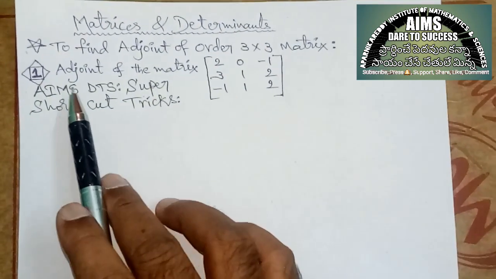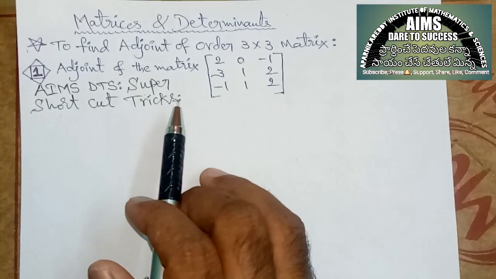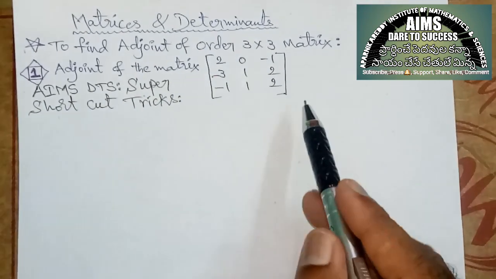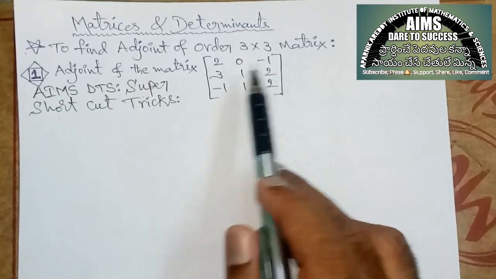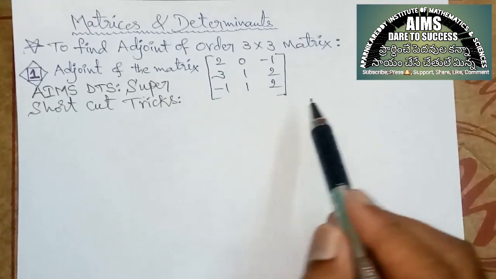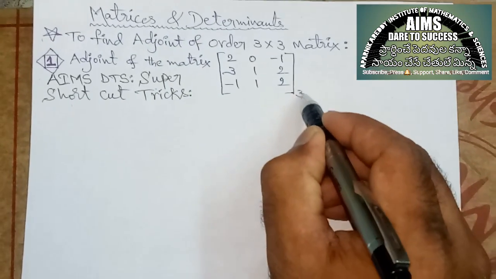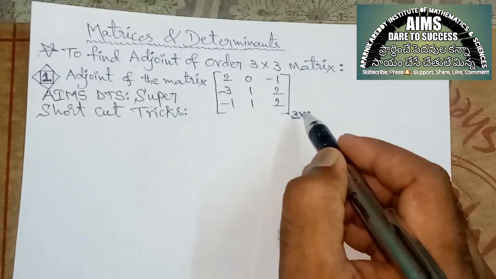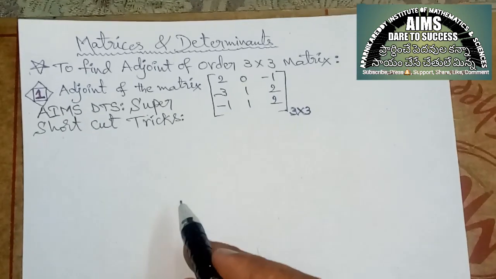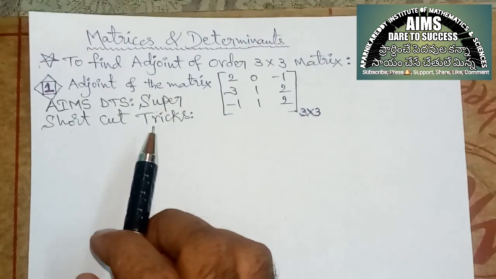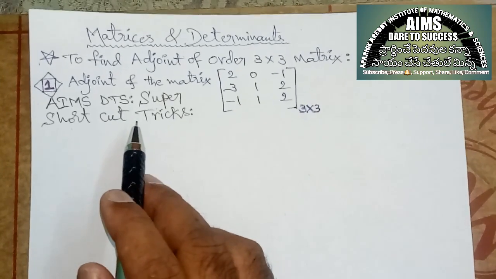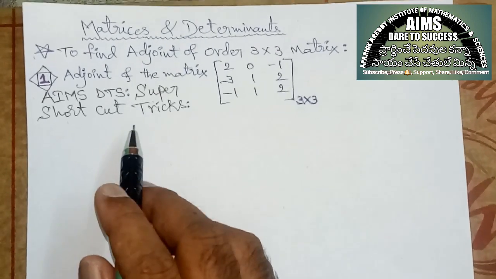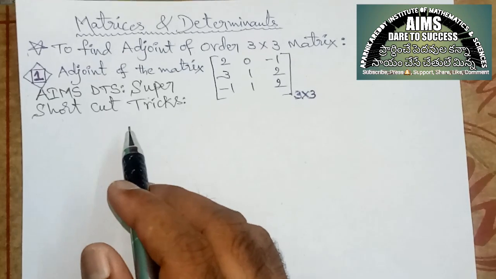So next I wanted to go directly to the question. Today our question is the adjoint of a matrix of order 3 by 3. Order means 3 rows and 3 columns. Shortcut tips, tricks, solution within 10 seconds. By using this shortcut trick, you will get the answer within 10 seconds.